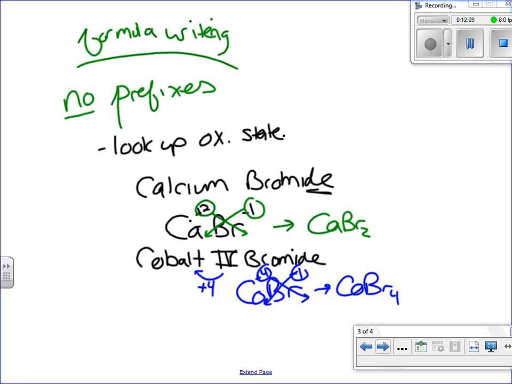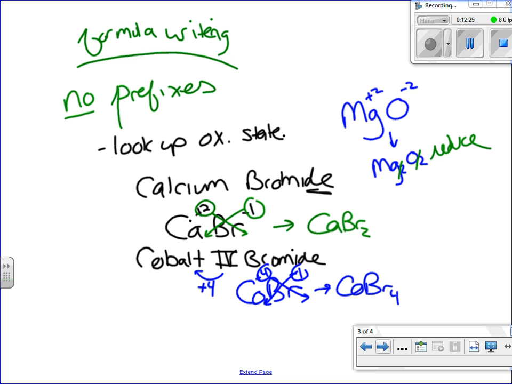This becomes CoBr4. Okay? Remember cases like magnesium oxide. MgO. Mg is +2. Oxide's -2. When you flip-flop this, it becomes Mg2O2. When you flip-flop anything, make sure that you reduce to the lowest term. So reduce, if you can. This would become MgO, and that's your proper formula. Mg2O2 is incorrect.